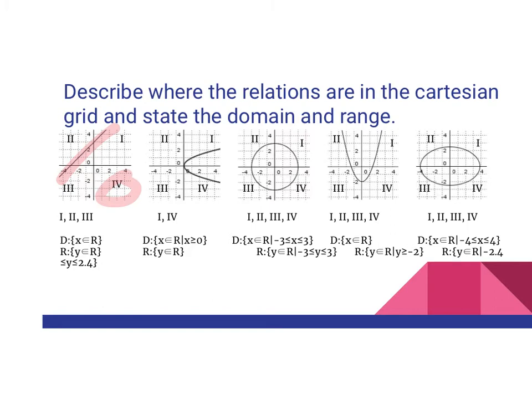Yet, all lines have, oh, I can see my range got moved over. This belongs over here. The domain for every line, unless there's a given restriction, is any real number, and the range for any line is any real number.